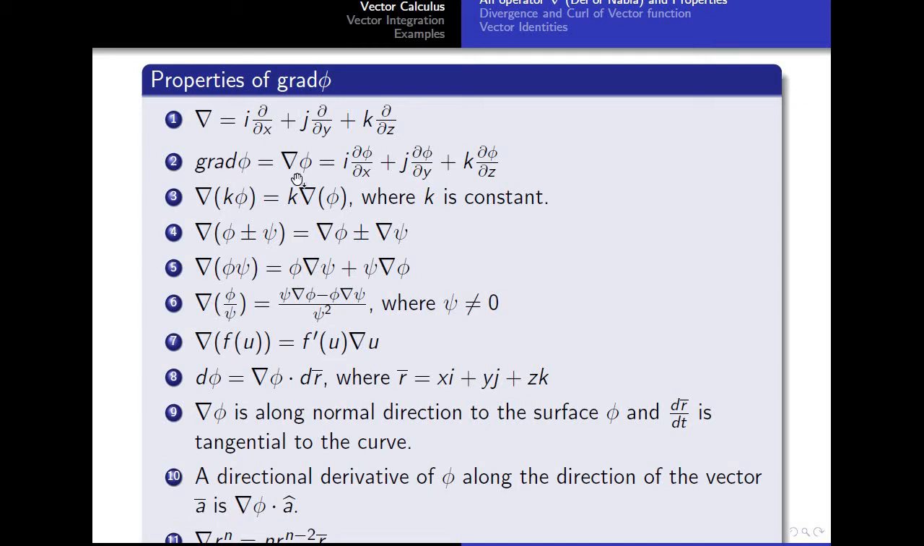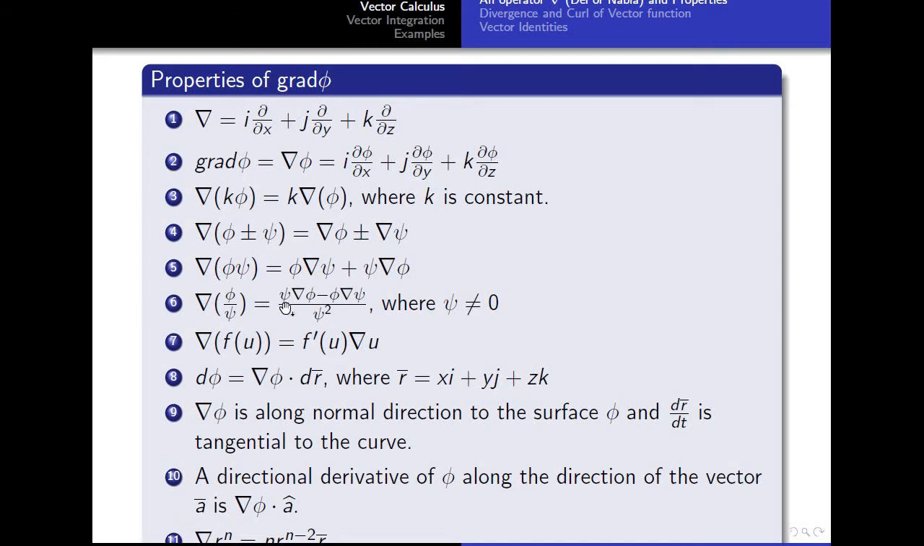The gradient of phi is also denoted by del phi. This is called grad phi. Grad phi is i into the partial derivative of phi with respect to x plus j into the partial derivative of phi with respect to y plus k into the partial derivative of phi with respect to z. And this is a vector quantity. Keep in mind, the gradient of phi is a vector quantity.